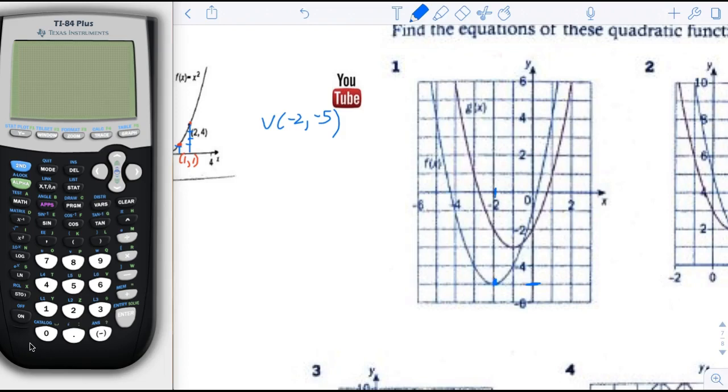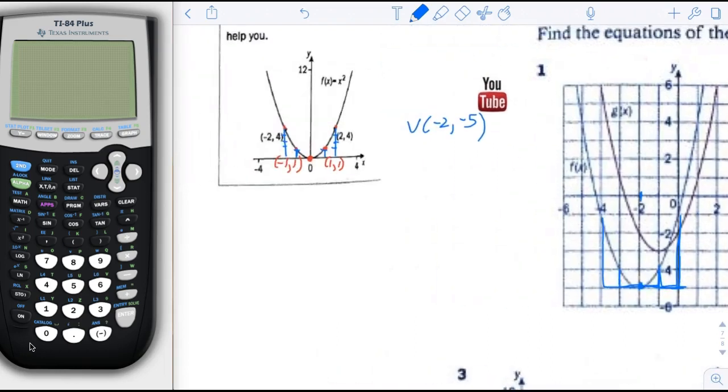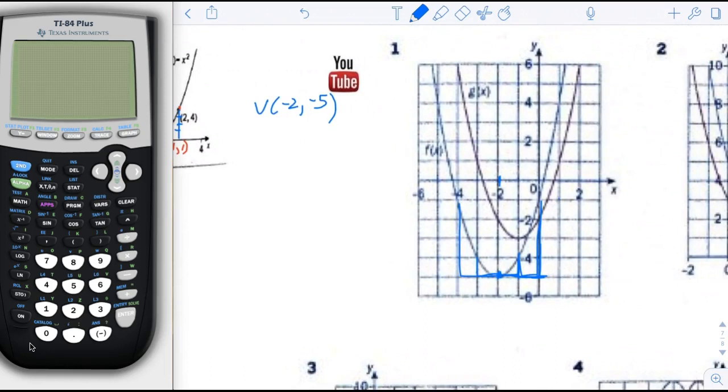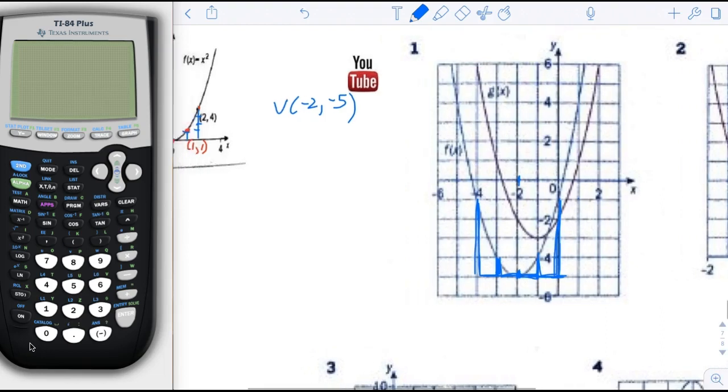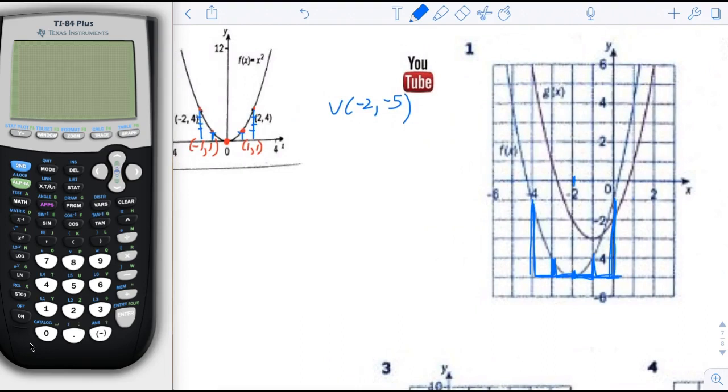Since we know the vertex, and we also seem to know that this particular parabola is a regular sized parabola, the same as the parent function, because we can see that the height in the middle is 0, the height to the left is 1, then 4, and the height to the right is 1, then 4. So it's the same as the parent function, which means the a value is 1.